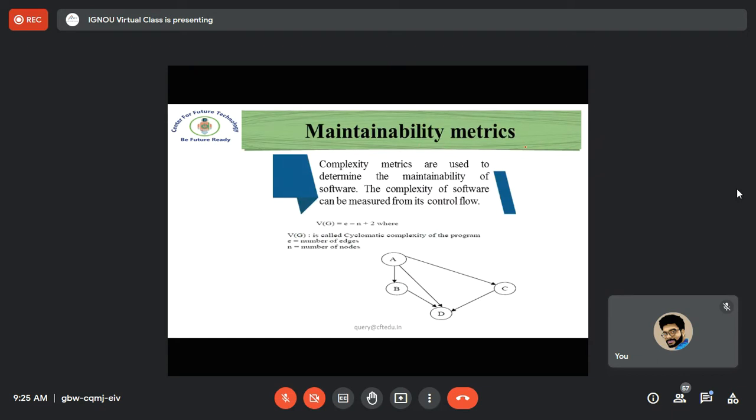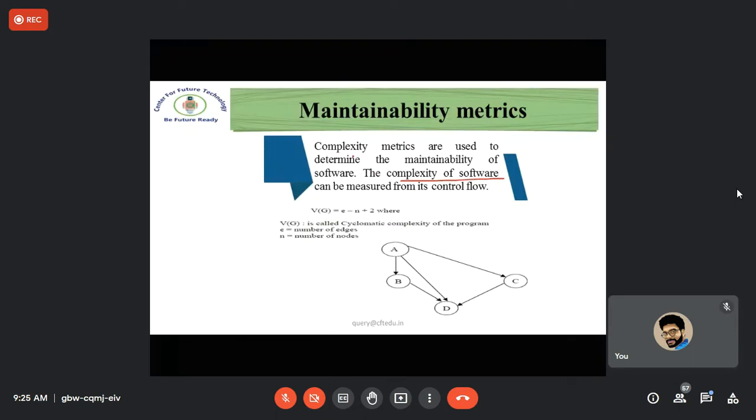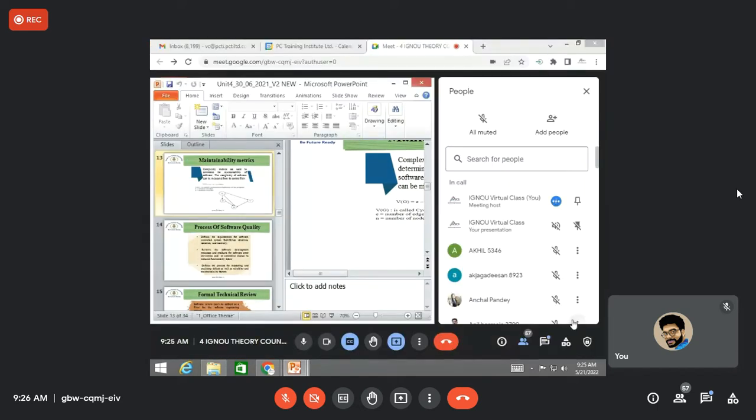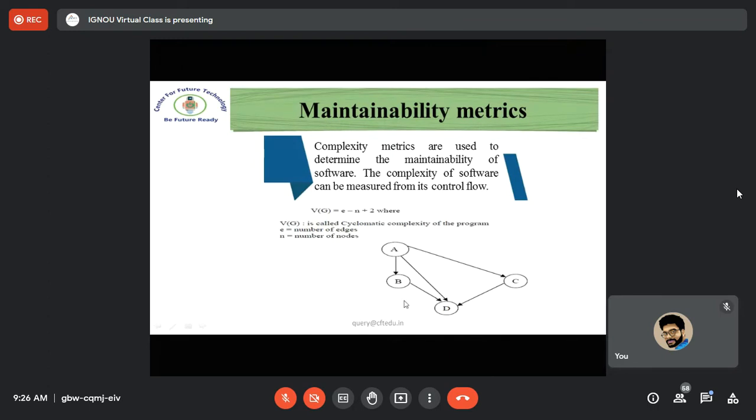Maintainability metrics, because software development is a one-time effort, but software maintenance is an ongoing process. By knowing the complexity of the software, we will be able to get an idea of how much effort will be required in the maintainability of that particular software. Depending upon the number of activities involved in the work of the software, that is called maintainability, and that can be found with the help of what is called cyclomatic complexity, and the formula is given in front of you.